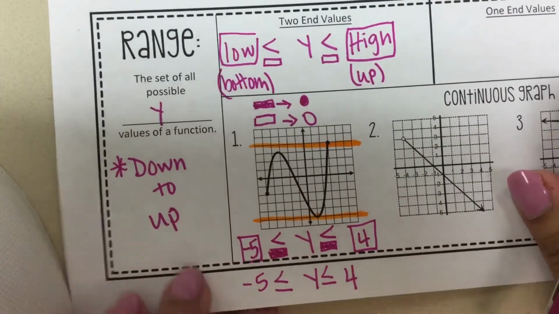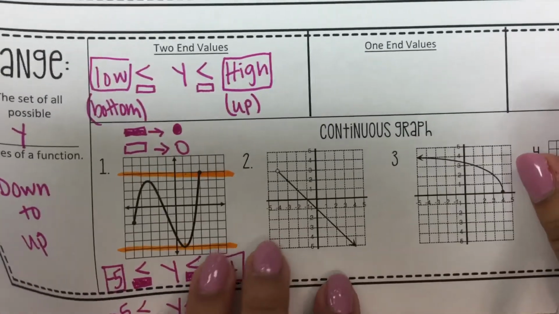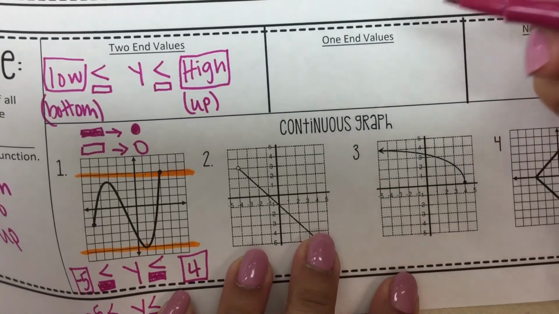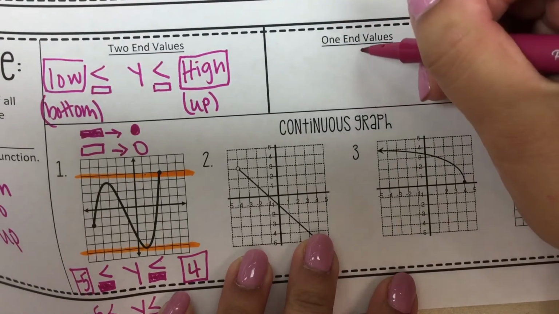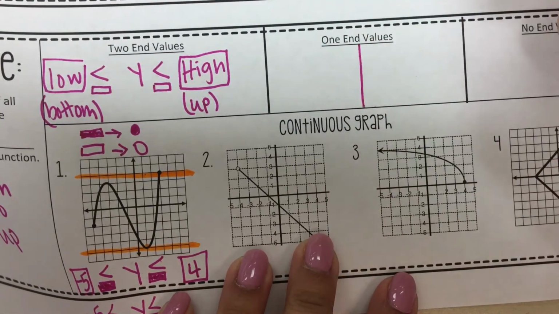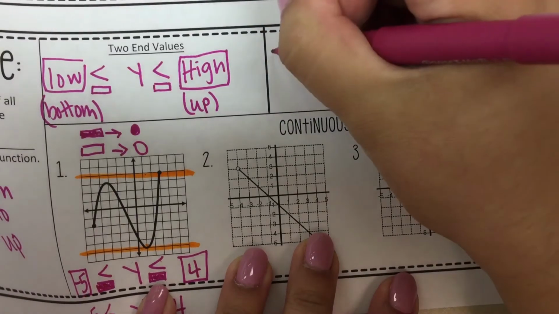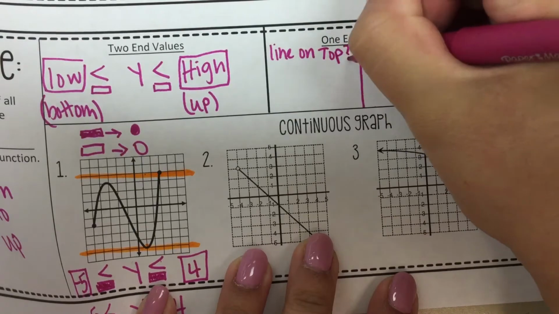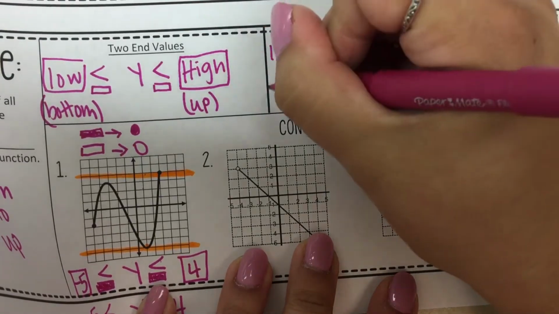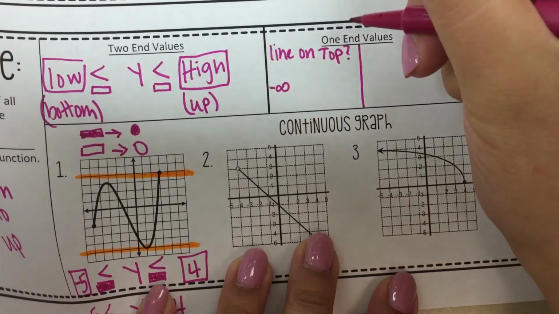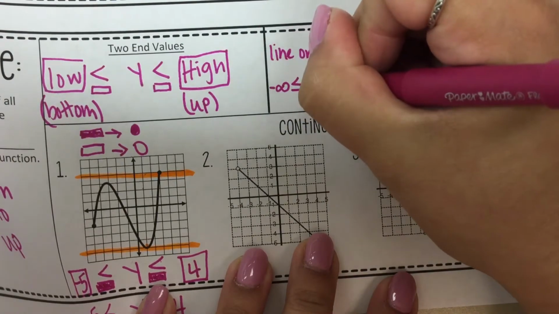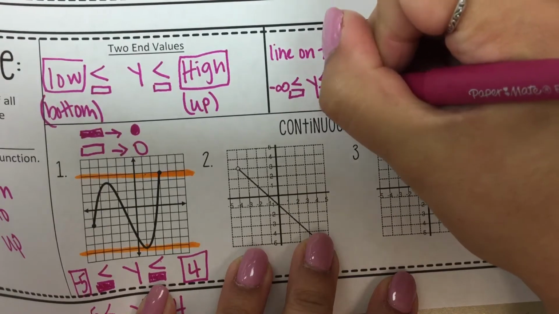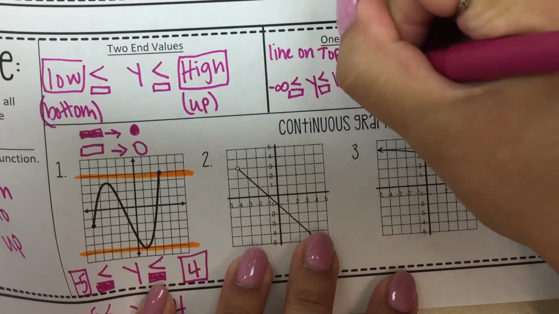Now what are we going to do when we don't have two end values but we only have one? Well, it depends on where that one end value is at. So I'm going to split this space in half. Now if we have the line on top, here's your line on top, then it'll be negative infinity less than, draw that little box, y less than little box, and then your high number.